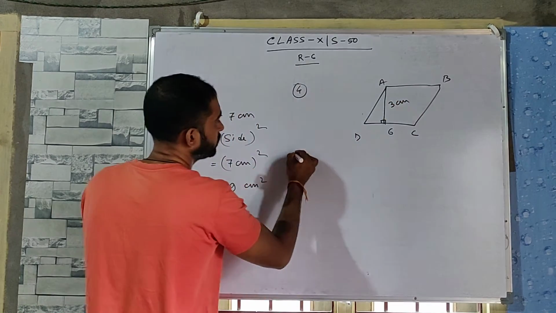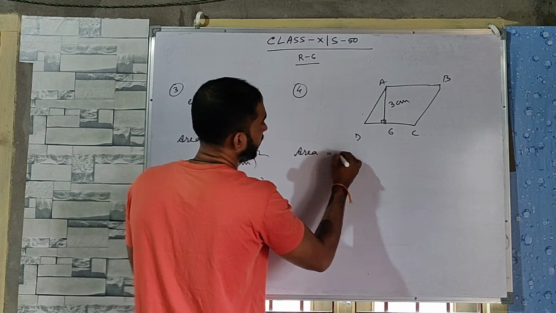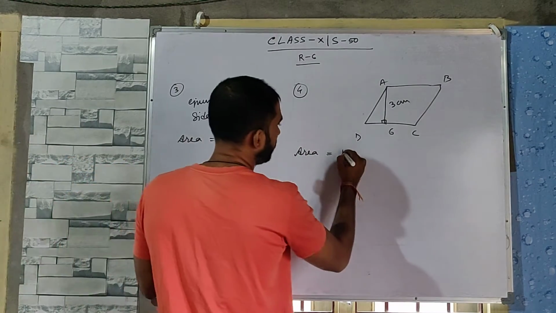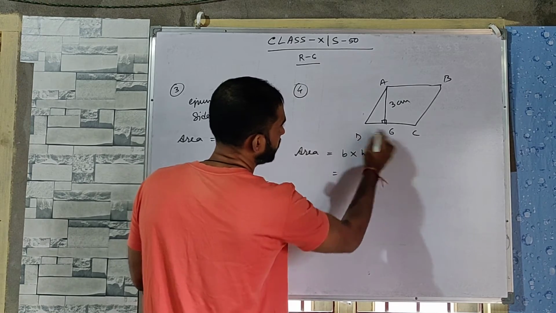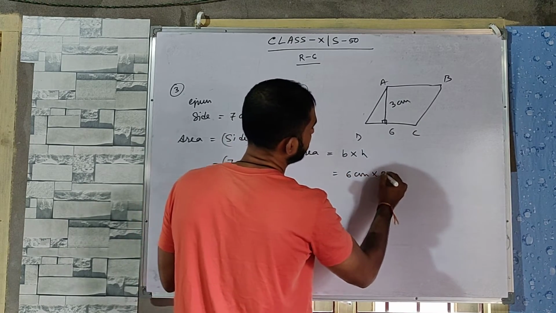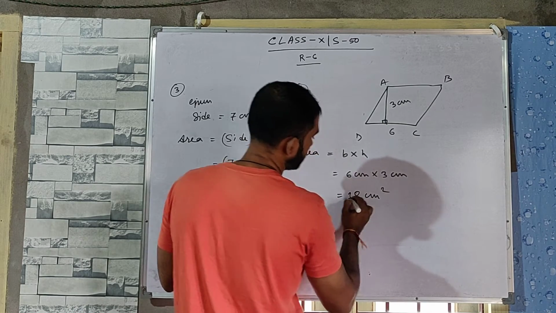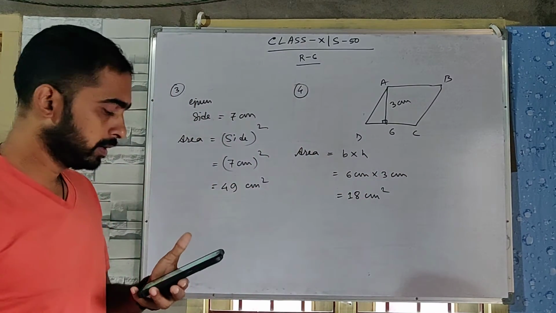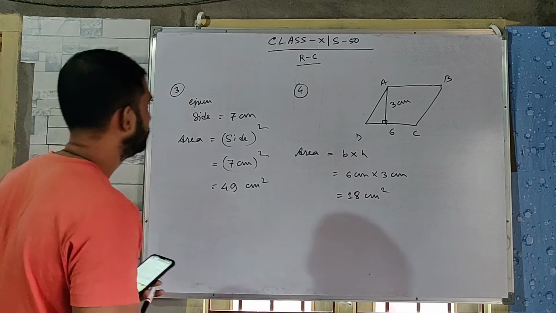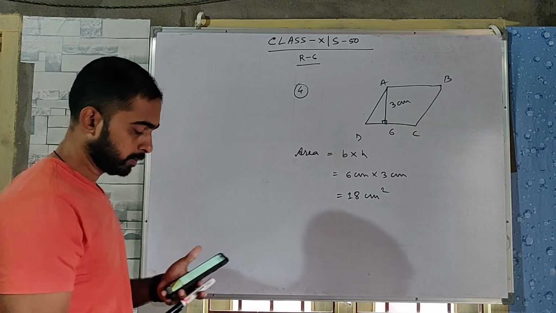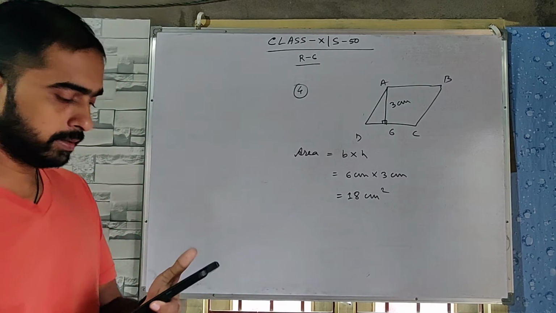Then find the area. So area equal how much? In a parallelogram, the area equal to base into height. Area of parallelogram formula is base into height. So base equal to 6 cm and height equal to 3 cm, which is equal to 18 square centimeter. That is the area of the parallelogram. So here we will memorize all the formulas, areas of parallelogram, square, rhombus, trapezium, all the sets.